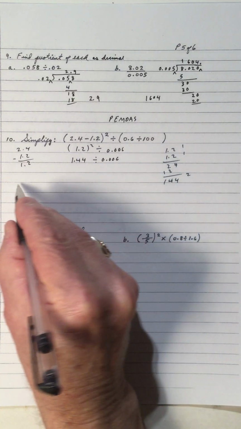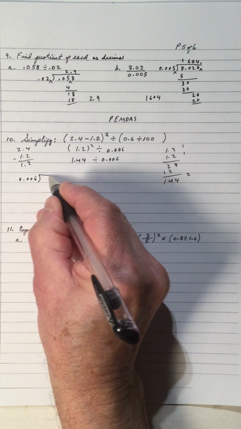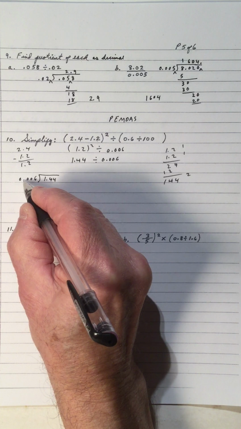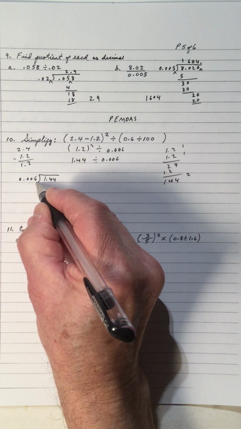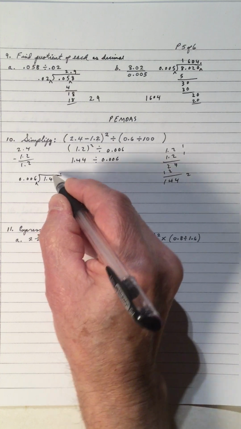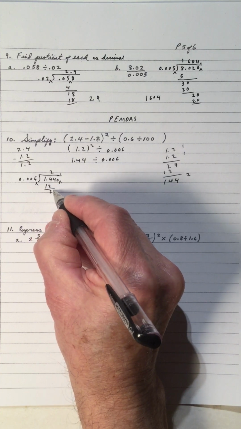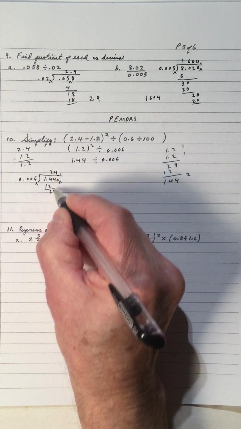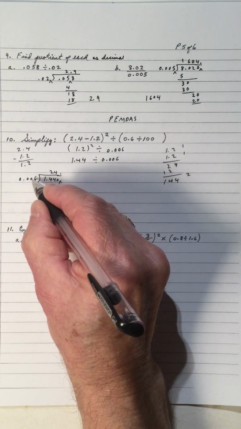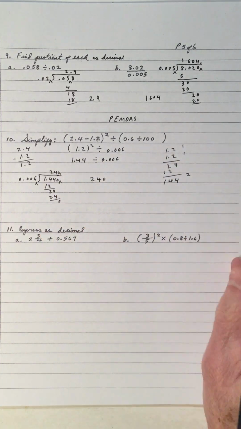And now we take 0.006 and divide it into 1.44. 1, 2, 3 decimal places there. 6 into 14 goes 2. That gives us 12. 6 into 24 goes 4. 24. Got another 0 to go yet, so we bring down the 0. 6 into 0 goes 0. So the answer is 240.